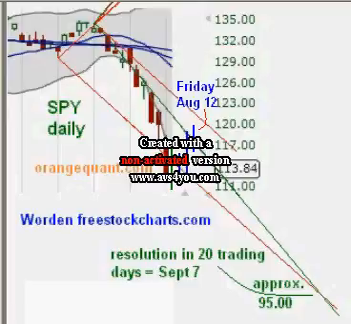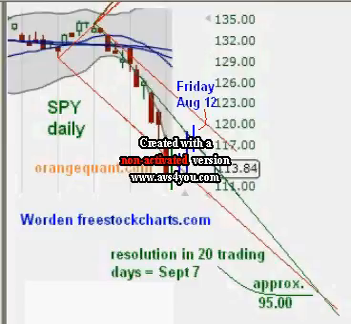You're looking at the synthetic trend lines from orangequant.com, which you can easily learn how to do. And this was a forecast posted early this week. Today is Saturday, the 13th of August, 2011. So back around, I think it was Tuesday, I put up the forecast. Here's a little update about this.